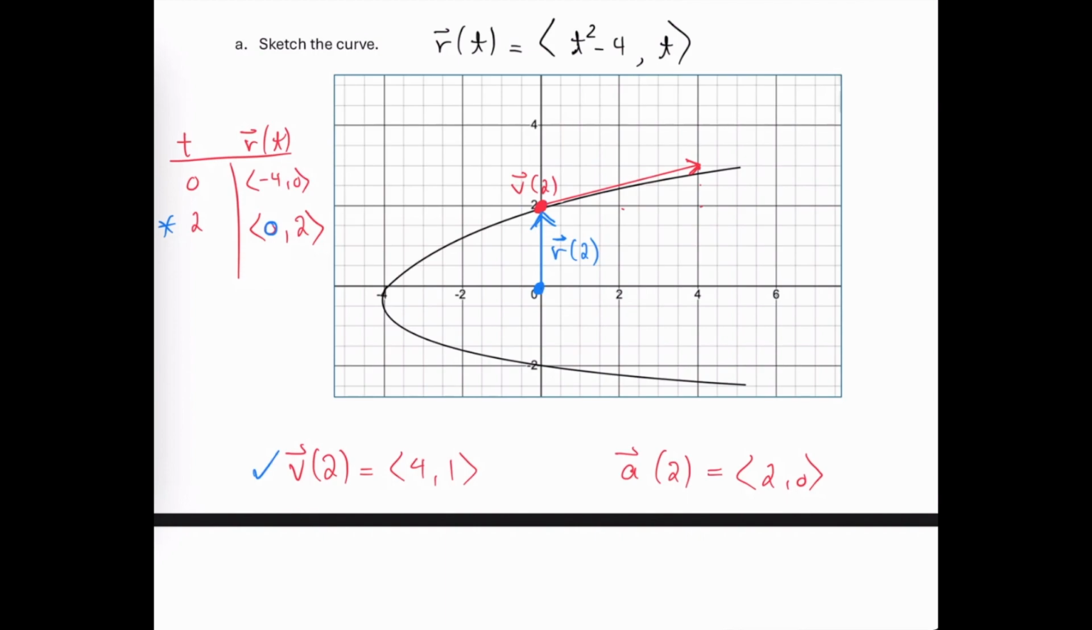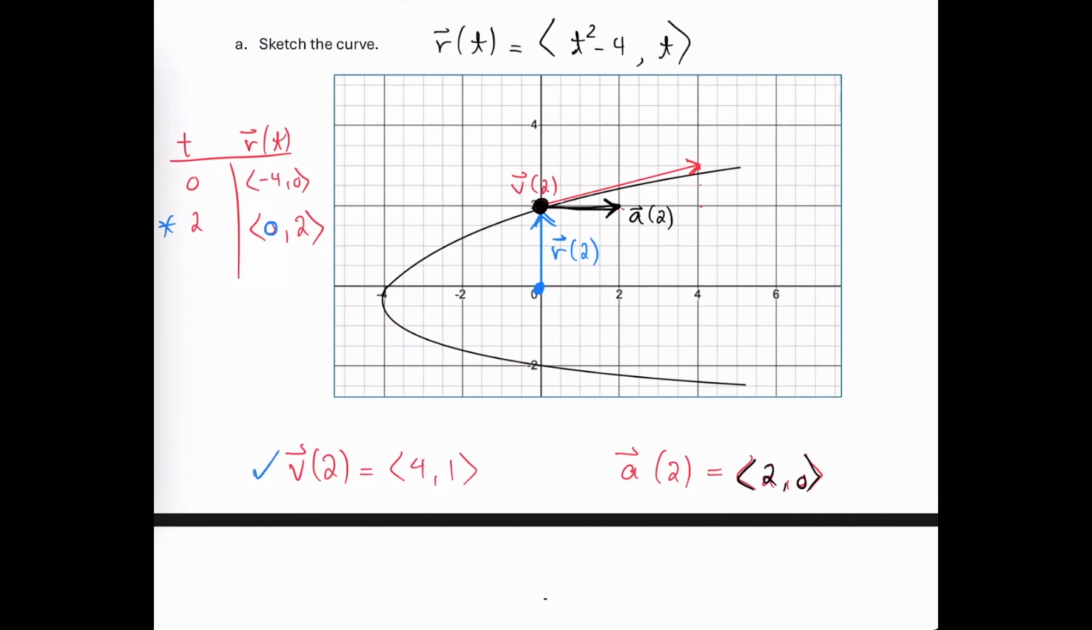The shorter velocity vector is a slower speed. Now, let's also look at the acceleration vector. The acceleration vector is a constant vector, 2, 0. And so we'll go ahead and plot that, again, having an initial point that's at the position of the particle at that time. We're going to go 2 units in the direction of x and 0 units in the direction of y, and we see that our acceleration vector at time t equals 2 is moving in this direction.